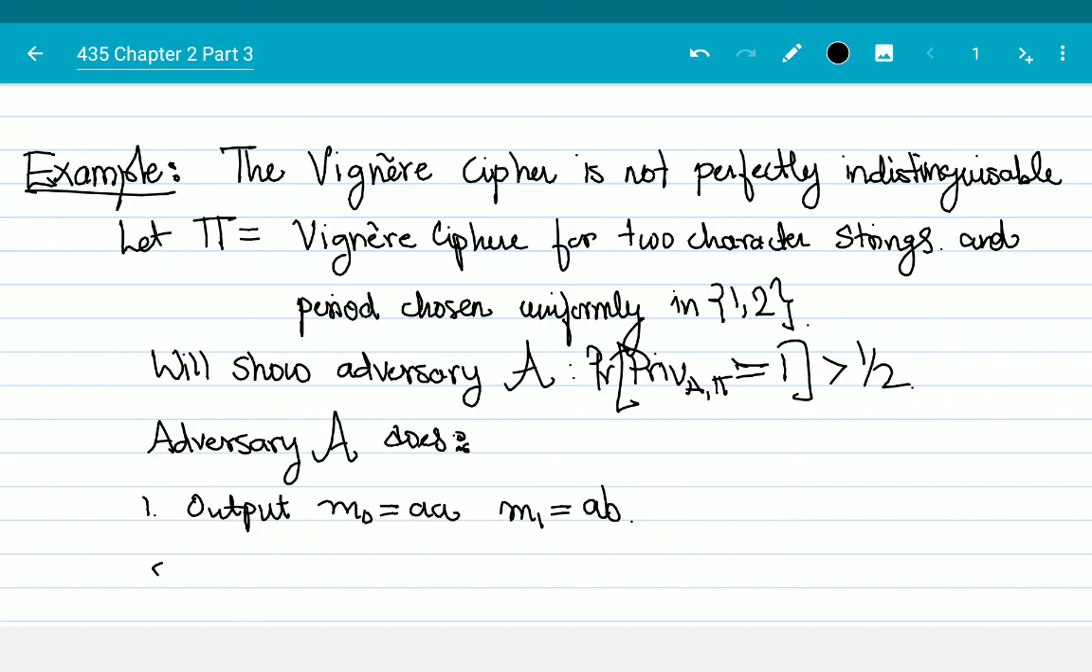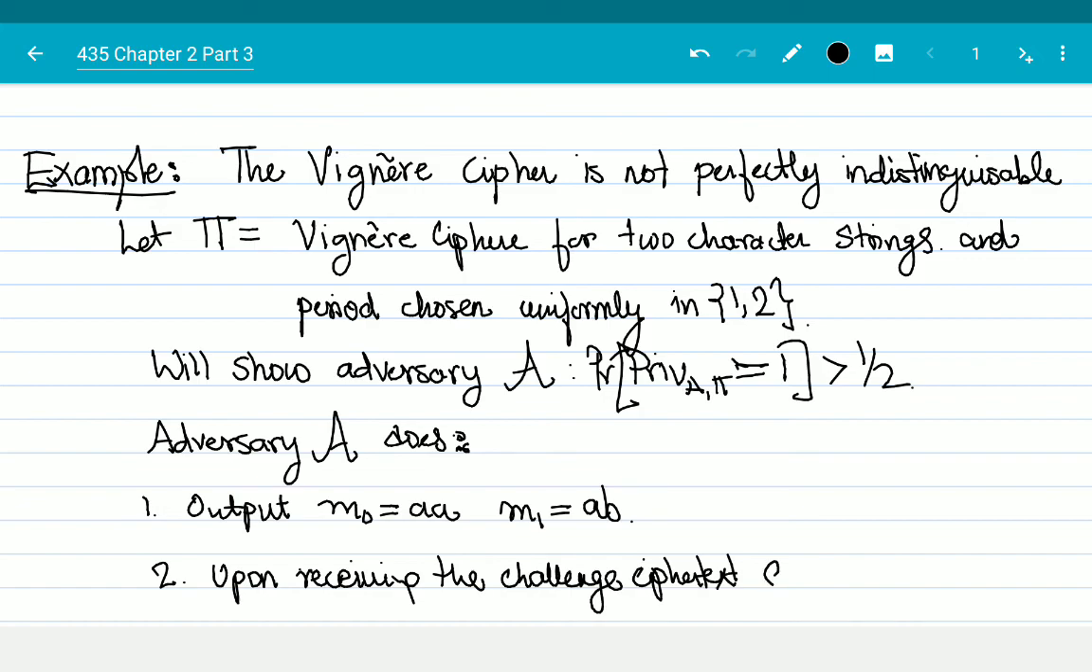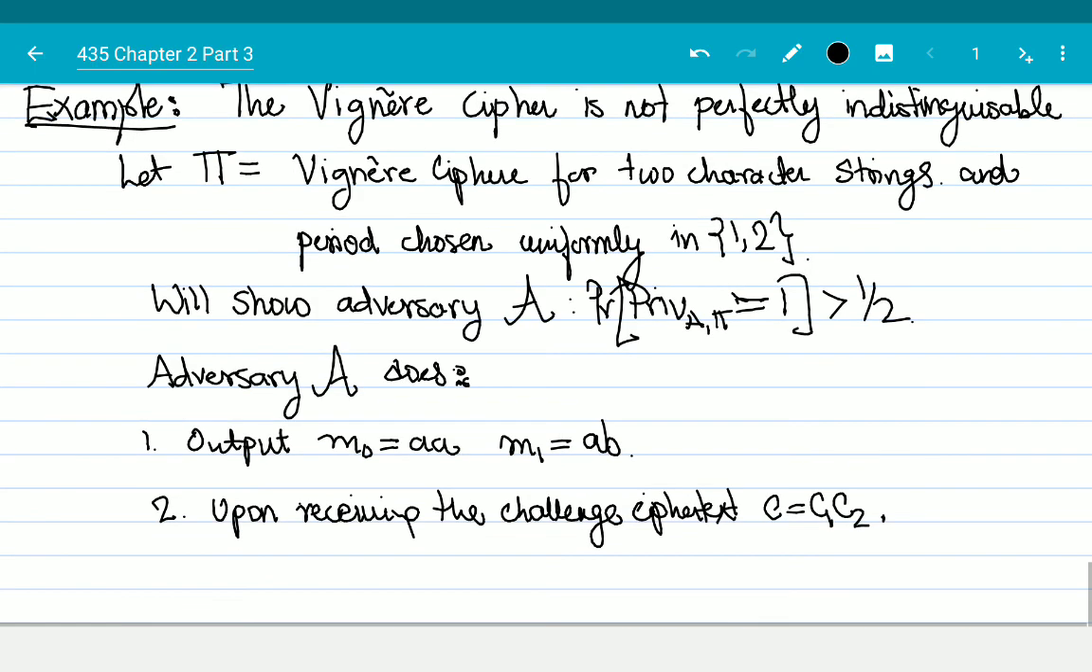Okay? And second, upon receiving the challenge ciphertext, it outputs, well, C is equal to C1, C2. Do the following.